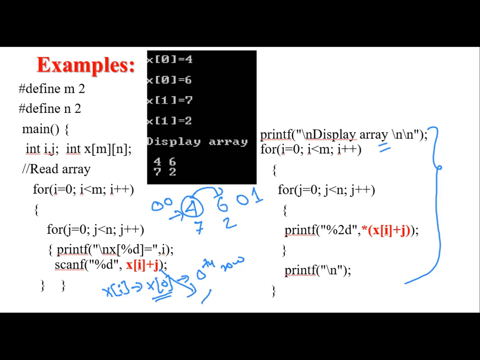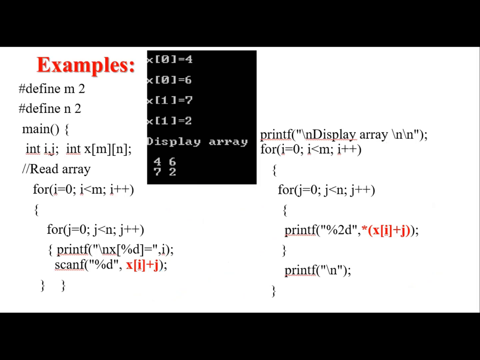X of I is 0, 0 plus, now j increments. First j is 0, so it is 0, 0, so x of 0. Next time it increments I, x of 0 plus 1, so it will point to this one, 6, so it is equivalent of saying x of 0, 0. So in this example, to display, we require the value, we want to display the value, so this is what I'm displaying, the value.